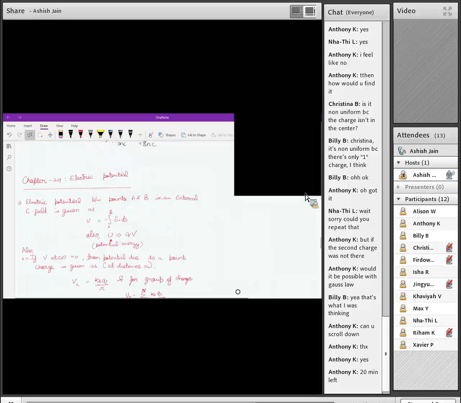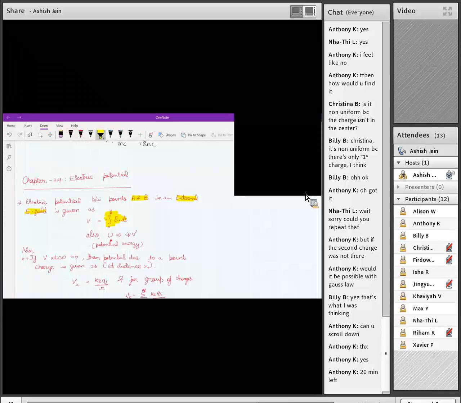Chapter 24 talks about the electric potential. The electric potential between points A and B in an external electric field is given as negative integral of E dot ds. Also U equals QV, potential energy is given as Q times V. Can any of you tell me why there is a negative sign in front of E dot ds? That's a question for you guys.